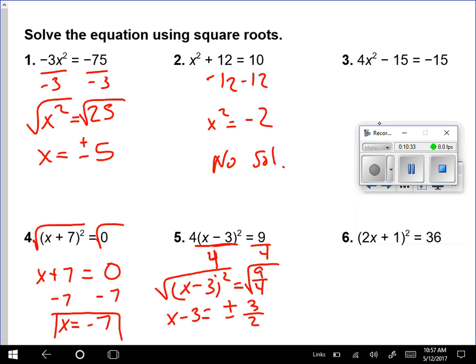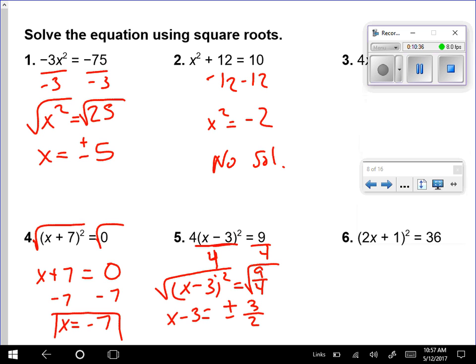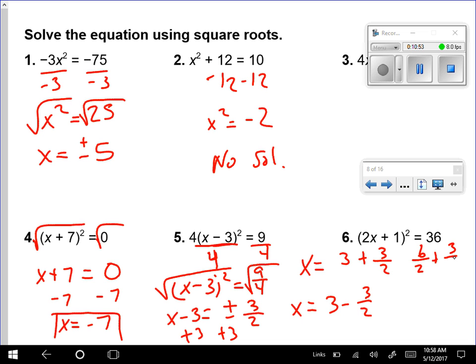So from there, okay, I'm going to add 3 to this side, but then again I have those two options. So I'm going to have 3 plus 3/2 and 3 minus 3/2. So I may need to find a common denominator, which would be 6/2 plus 3/2 and 6/2 minus 3/2. So our x's end up being x equals, in this case, 9/2 and x equals 3/2. Okay, so some fractions in that one.